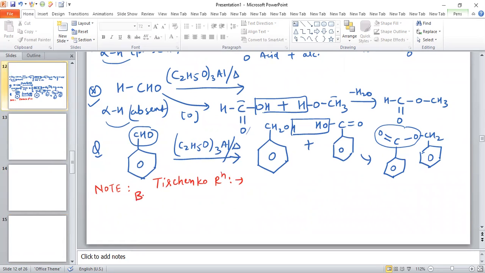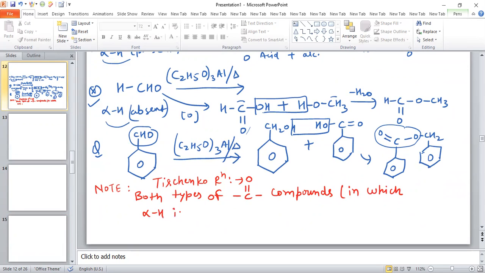Basically, both types of carbonyl compounds, in which alpha hydrogen is present or absent, will give the Tischenko reaction.